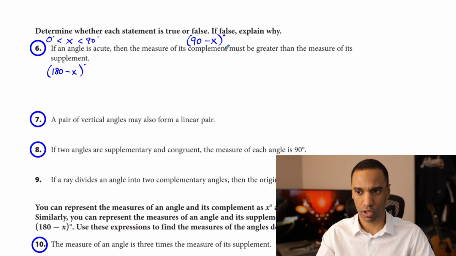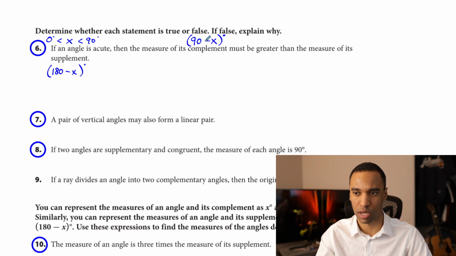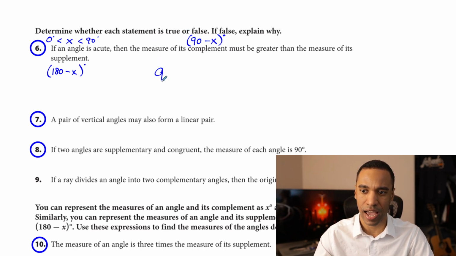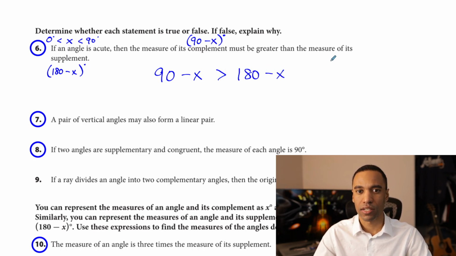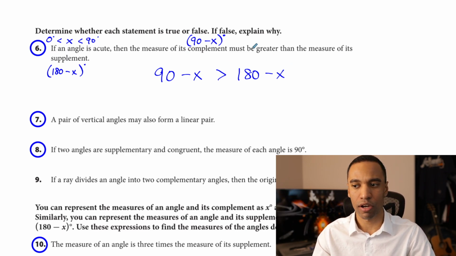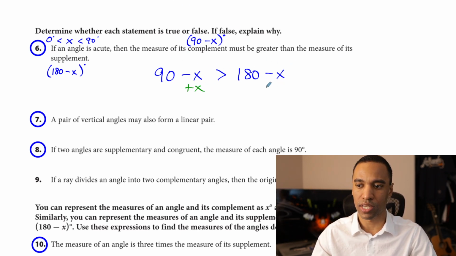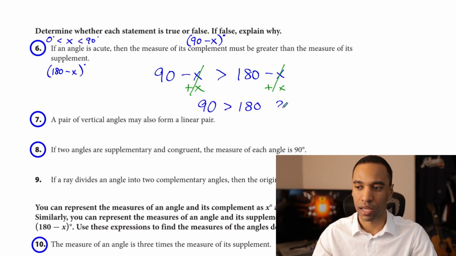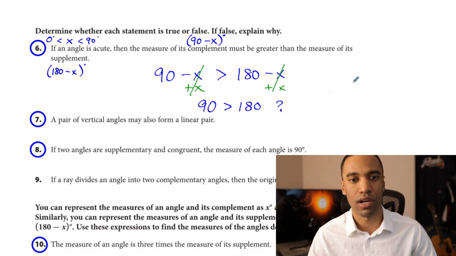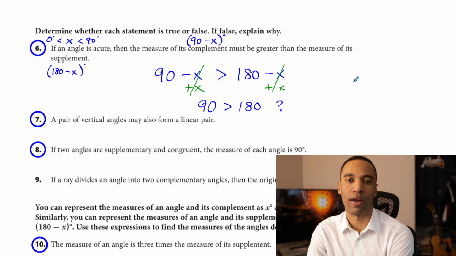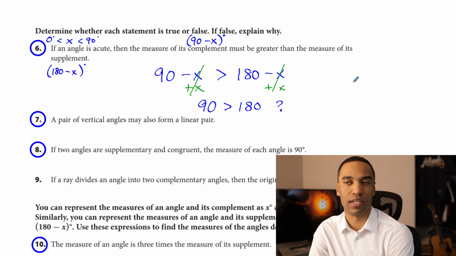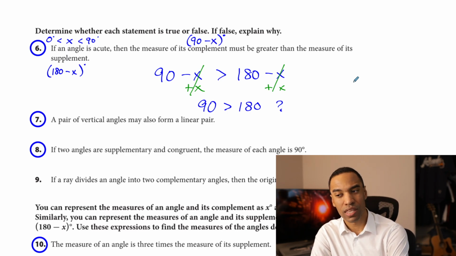If an angle is acute, the measure of its complement must be greater than the measure of its supplement. What they're telling us is that 90 minus x is going to be greater than 180 minus x. That doesn't sound right. We're subtracting the same angle. Let's solve this algebraically. Add x to both sides, and the x's cancel. But you get a statement that says 90 is greater than 180. That doesn't seem to work. No. An angle's complement will never be greater than an angle's supplement, and if an angle is obtuse, then it doesn't have a complement. So this is never true.